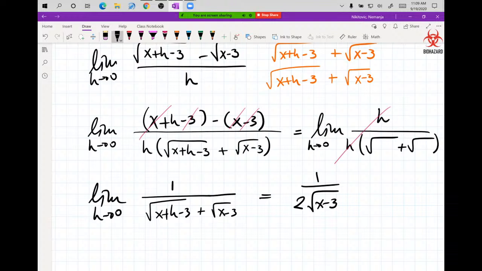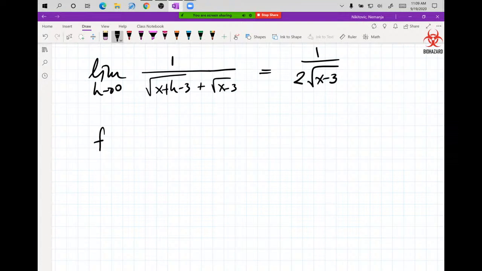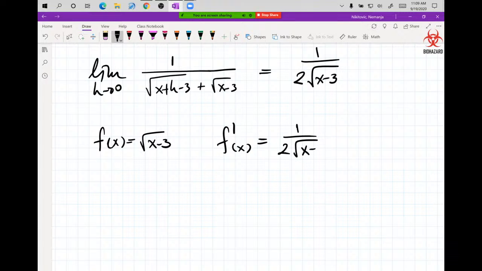And you have the answer. So the function f of x equals square root of x minus 3 has the derivative of 1 over 2 square root of x minus 3. So that's the function, and that's the derivative.